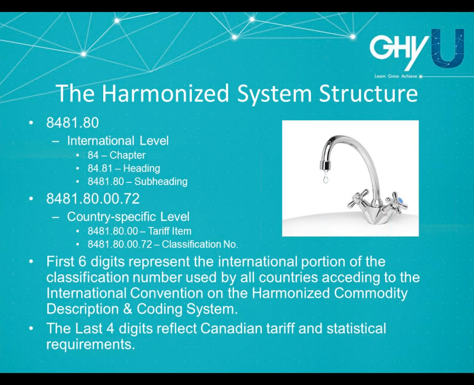In Canada, the country-specific level, we would add the 7th and 8th digits, which are zeros, as the tariff item, and the last 2 digits, 72, as the classification number within Canada. So the first 6 digits represent the international portion of the classification number used by all countries, and the last 4 digits reflect Canadian tariff and statistical requirements.